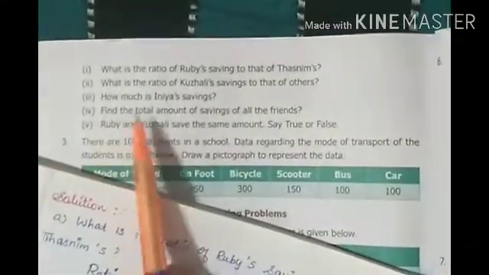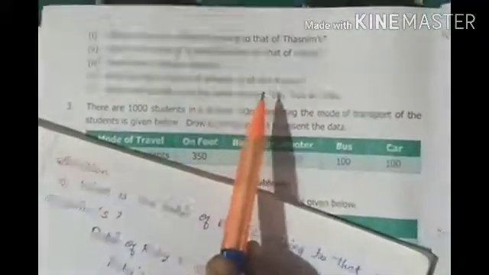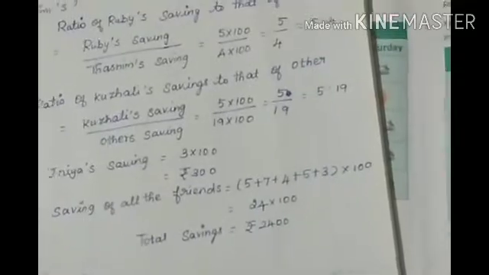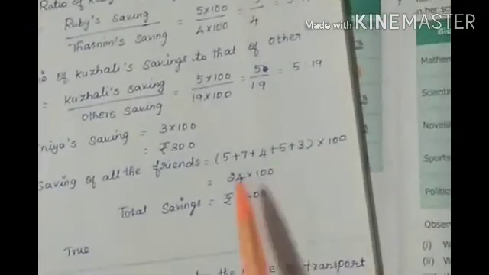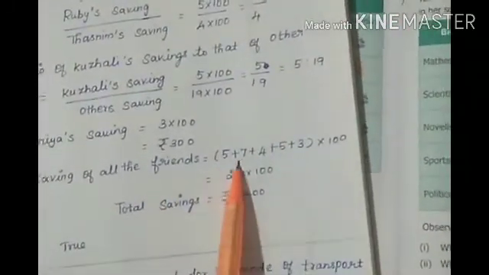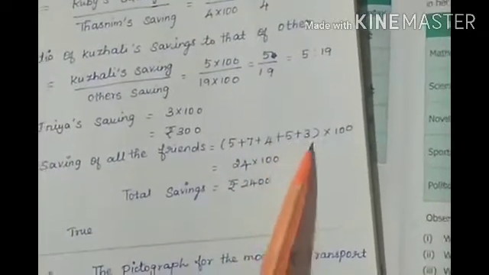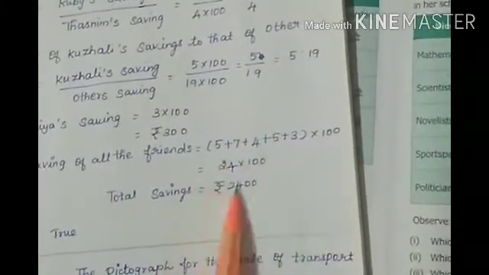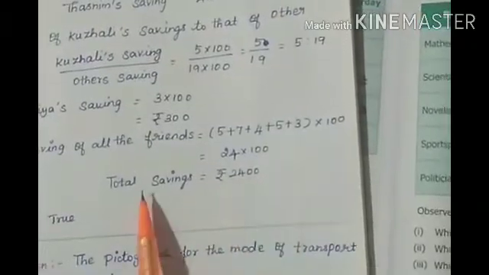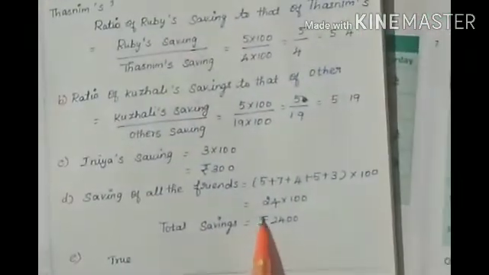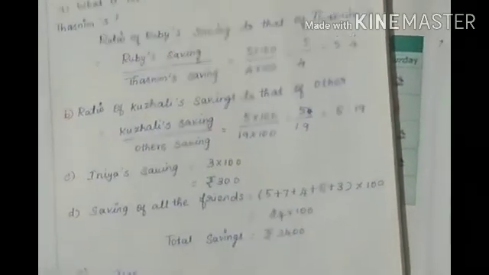Fourth question, find the total amount of savings of all the friends. Of all the friends we need to find. So how to find the total amount? Very easy. You need to add all the things, right? So 5 plus 7 plus 4 plus 5 plus 3 into 100. So what is the answer you will get? 2400 is the total saving. Okay, children, 2400. You have to write the symbol too, because in the question they have given total amount. So the amount should be represented with the symbol.